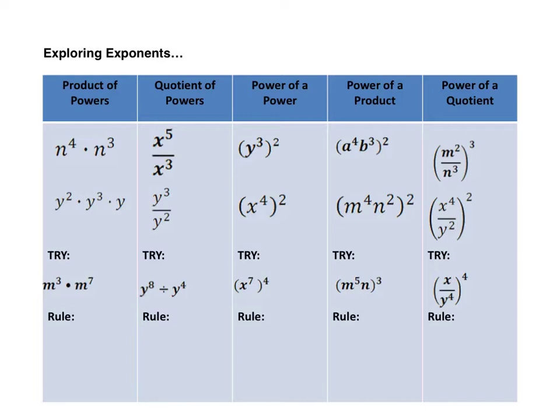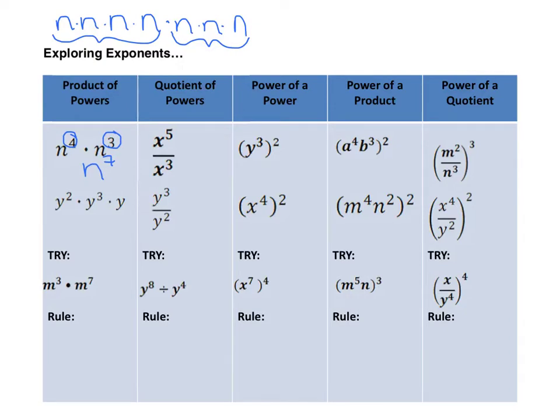So our first one's going to be product of powers. And I'm going to write this one out long ways to illustrate a point here. N to the fourth would be n times n times n times n. That's n to the fourth right there. And n to the third would be n times n times n. So there I have n to the third. How many n's do I have total? 1, 2, 3, 4, 5, 6, 7. So I have n to the seventh when I have n to the fourth times n to the third. Well, what did I do with my 4 and my 3? Well, I added them together. And we can do that anytime we have like bases.